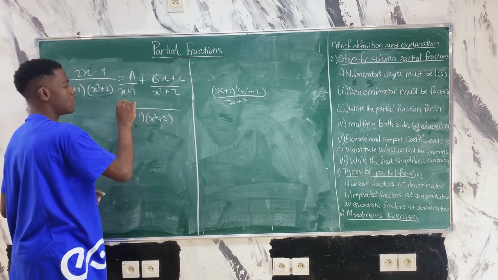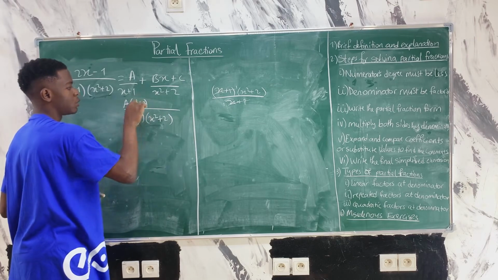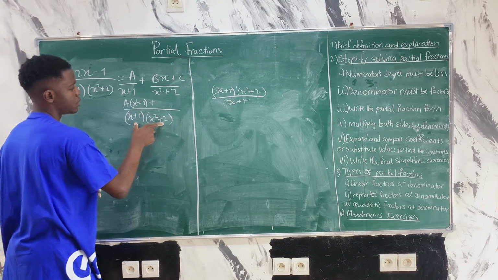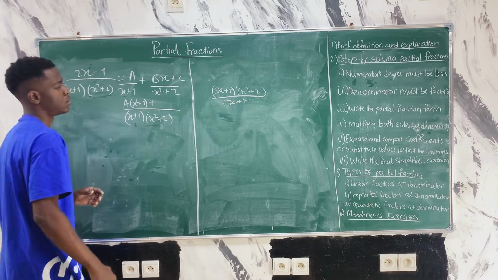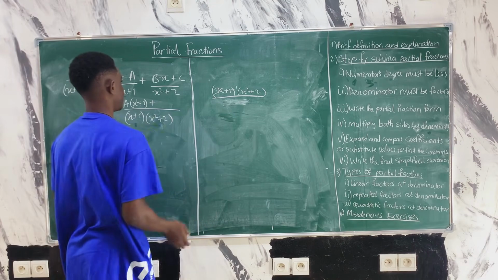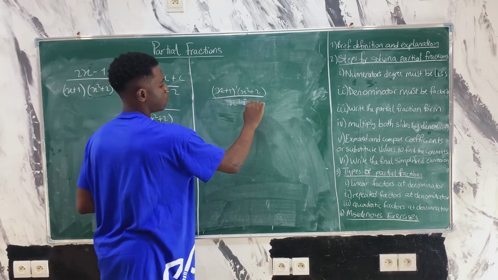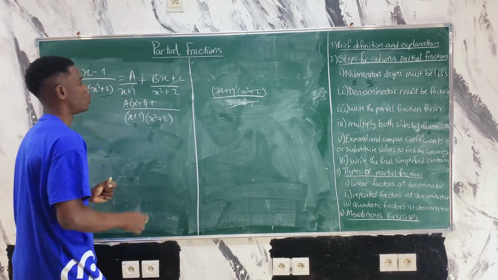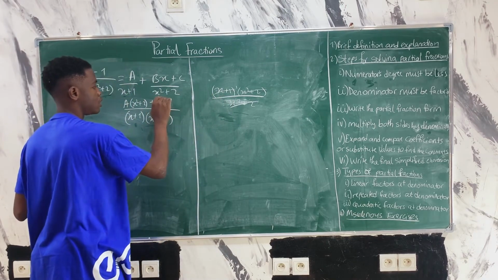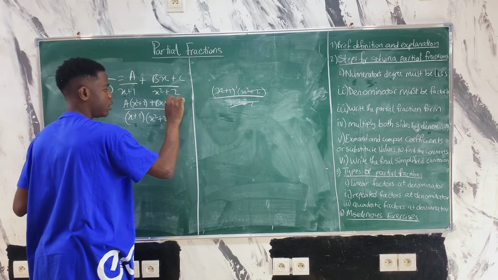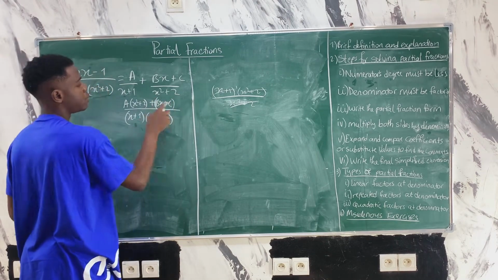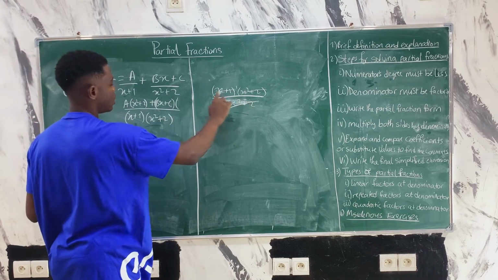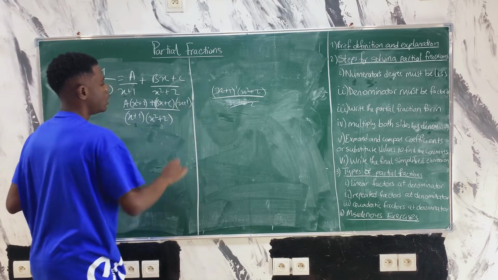So x squared plus 2 times A will be A times x squared plus 2 plus, I'll do the same, I'll divide this by this. So instead we see that this will cancel this and we'll be left just with this. So we will have bx plus c in a bracket here to show that it is all of this that is multiplied by x plus 1.